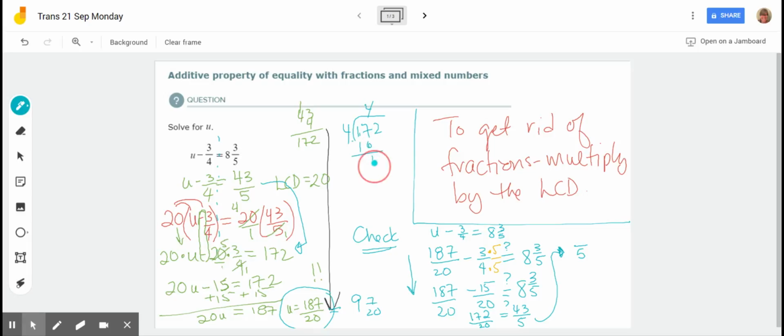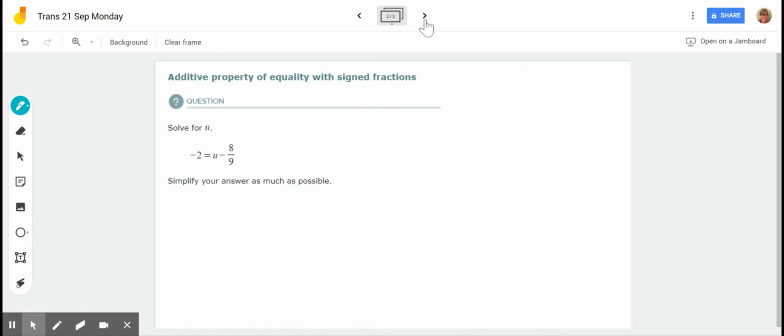Okay, and we get 43/5. 43/5 equals 43/5. I only did that because 187/20 just seemed really like a crazy answer. So I thought I would check it to see if I was correct. And indeed I am correct, because look, you plug it in and you get a true statement. Am I requiring you to do this? No, but do I expect you to be able to? Absolutely.